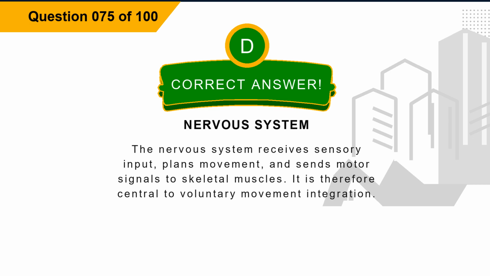The nervous system receives sensory input, plans movement, and sends motor signals to skeletal muscles. It is therefore central to voluntary movement integration.